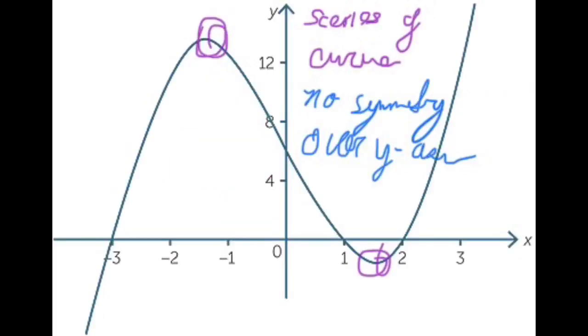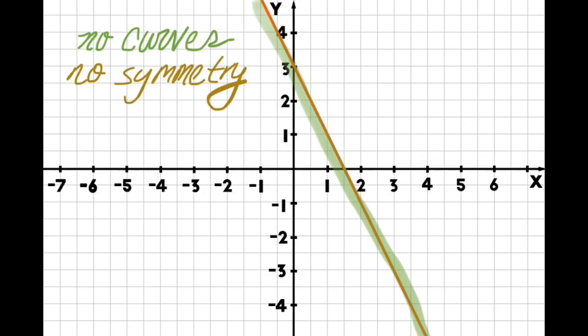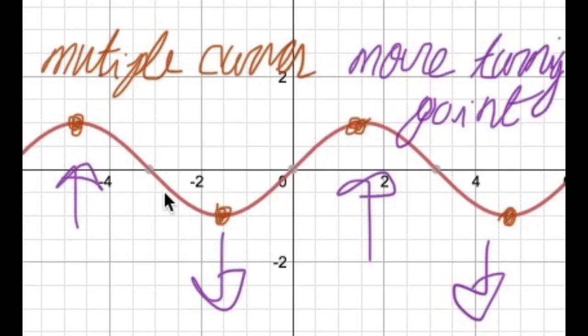Some examples of graphs that are not quadratic include this one. This example of the graph is not quadratic because there is more than one curve and there is no symmetry over the y-axis. This one is not quadratic because there is no curve as well as no symmetry over the y-axis. As for this one, the graph shows to not be quadratic because there is a series of curves as well as more than one turning point.